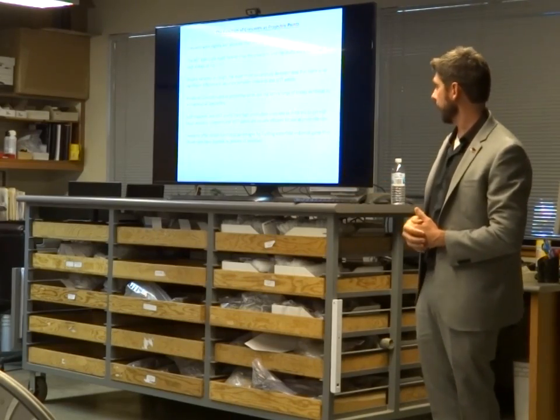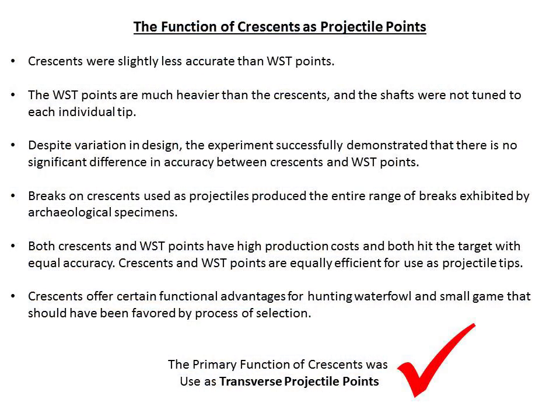So, the function of crescents as projectile points. They were slightly less accurate than western stem, but the results are not statistically significant. And I believe, that being the case, that my darts were too stiff. The western stem points were about 3 times as heavy as the crescents.